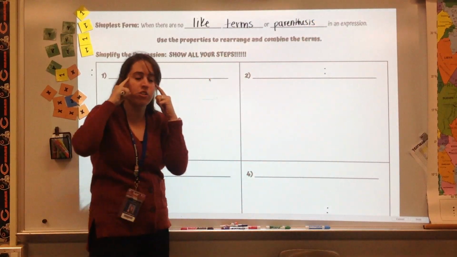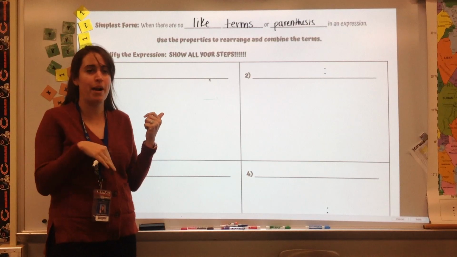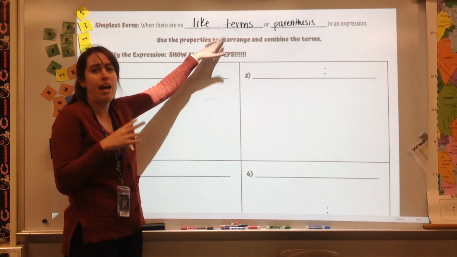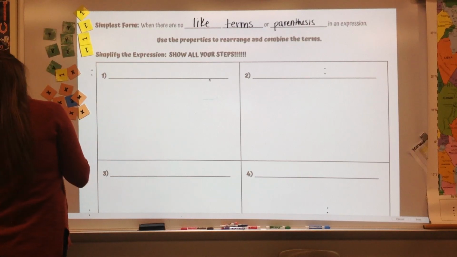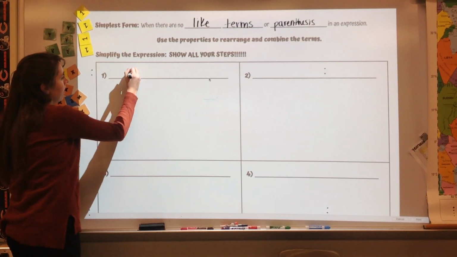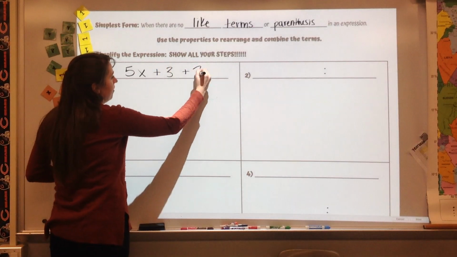So you'll just ask yourself each time, are there parentheses? Yes, I need to get rid of them. No, don't worry about it. Are there like terms? Yes, I need to combine them. If not, don't worry about it. So let's look at the first expression. We're going to do 5x plus 3 plus 2x.